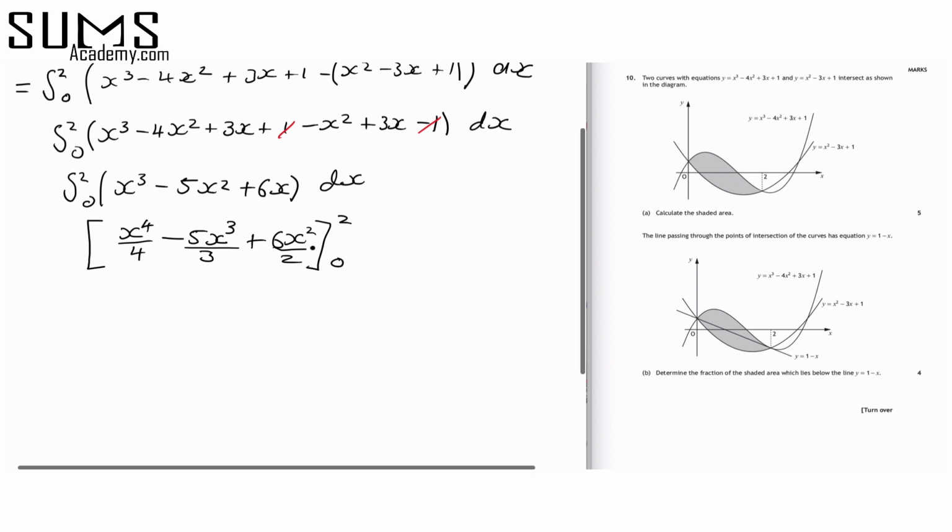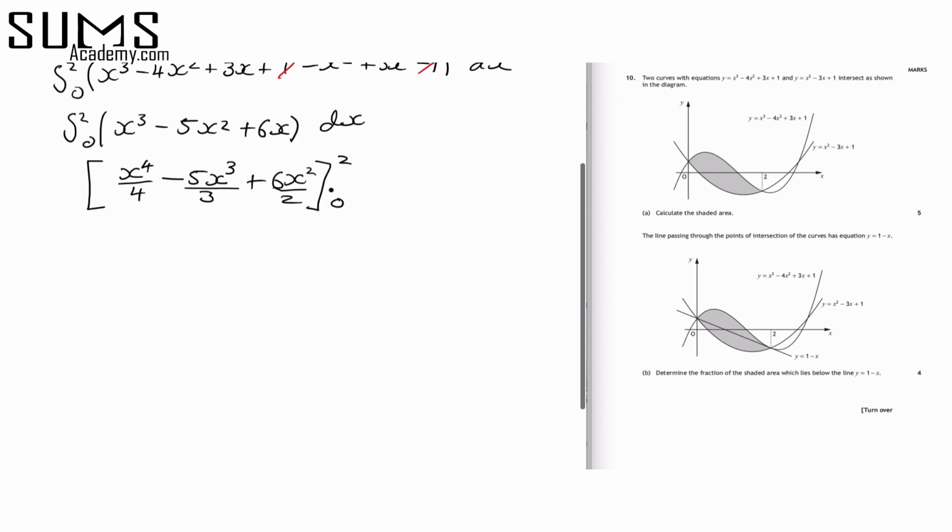Okay, so what happens now? Well, this can be simplified a little bit. So this is x to the 4 over 4 minus 5x cubed over 3 plus 6 over 2 is just 3x squared. Boom. Between 2 and 0. So now we can start to substitute the values of x into this equation.